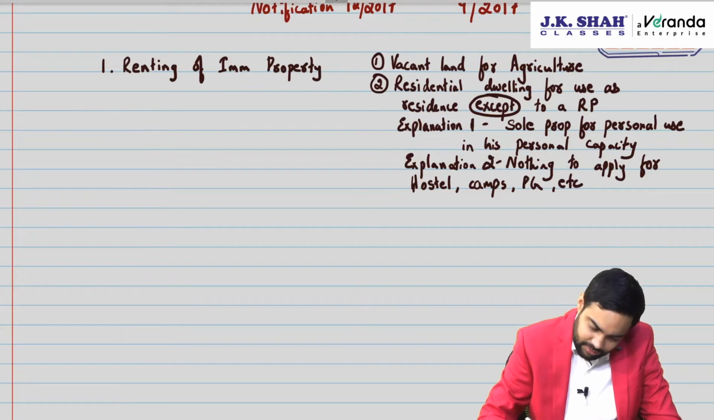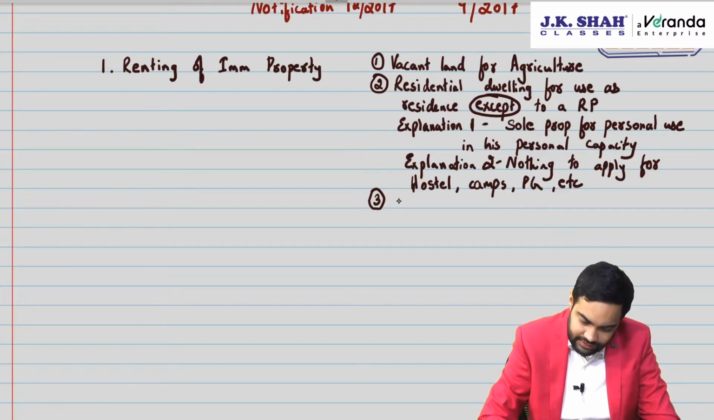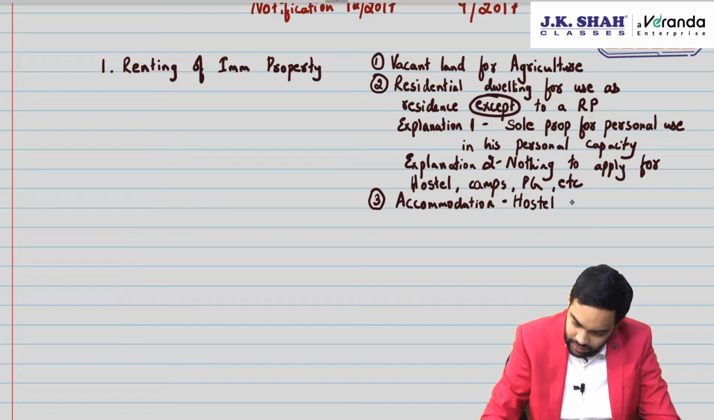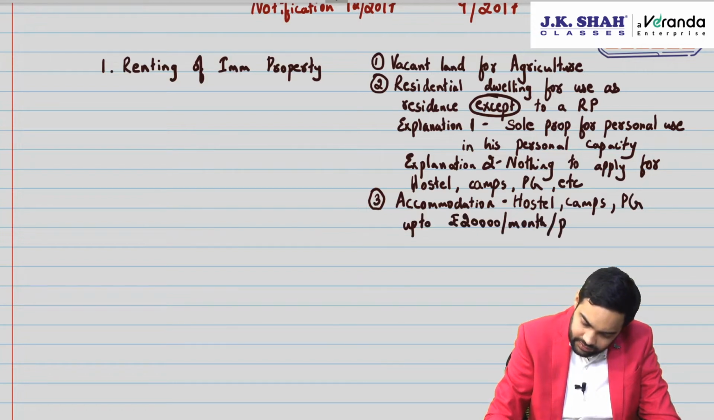But after bringing this explanation, they brought one exemption also in this, and that one exemption is accommodation in hostels, camps, paying guest, up to rupees 20,000 per month per person where the minimum period for which the rental is given is 90 days. Then in that case, exemption will be available.